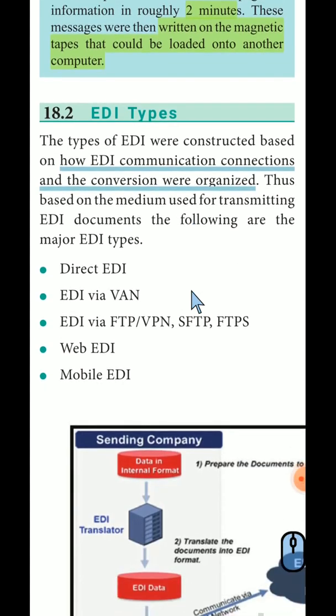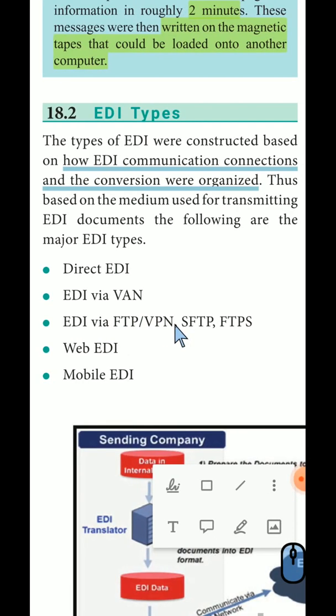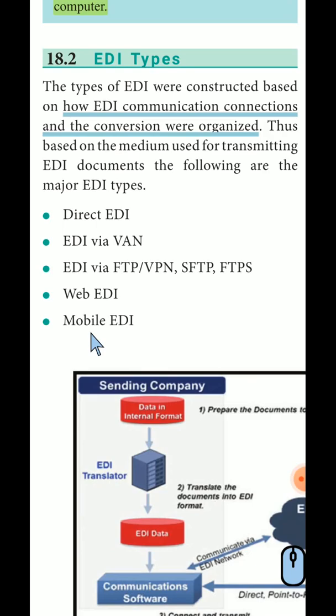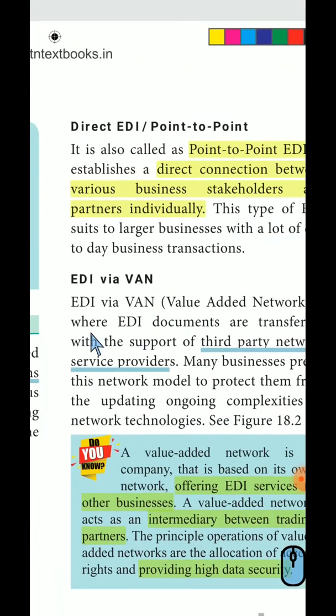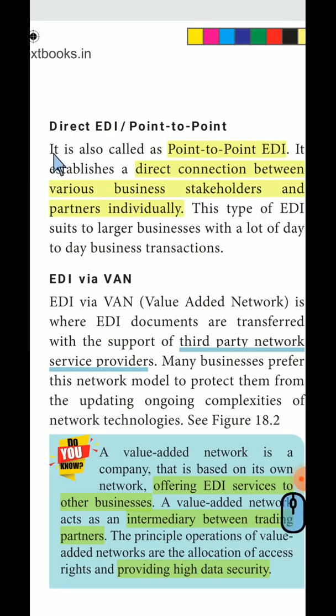The first one is direct EDI, then EDI via WAN, EDI via FTP or VPN, and the next ones are SFTP, FTPS, and web EDI, and here we have mobile EDI. Based on how we choose the medium for transmitting the EDI documents, it is divided into these types. First we are going to discuss the first type, that is direct EDI.